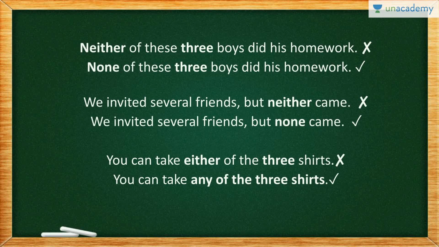Neither of these three boys did his homework. Now we are talking about more than two. Therefore, we say none of these three boys did his homework. We invited several friends, but neither came. Now, since we are talking about many friends, more than two, we invited several friends, but none came. Once again, you can take either of the three shirts. You're talking about more than two objects. Therefore, you can take any of the three shirts. Depending on whether it is in positive sense or negative sense, we use any, none, or no one.